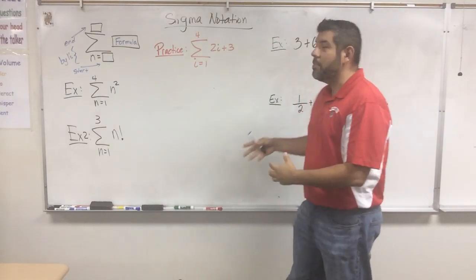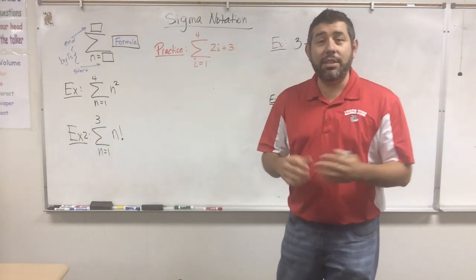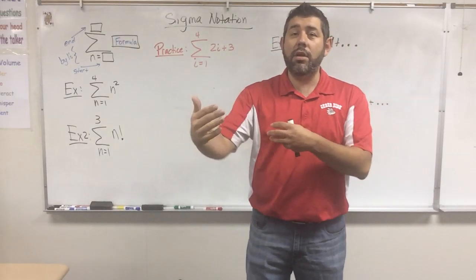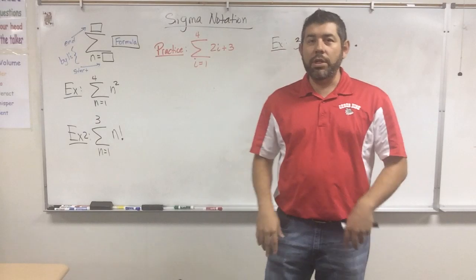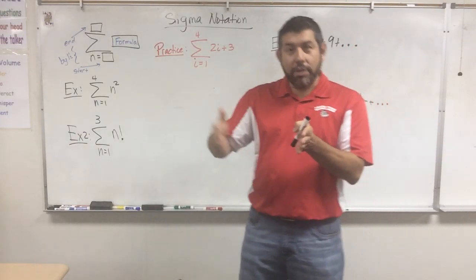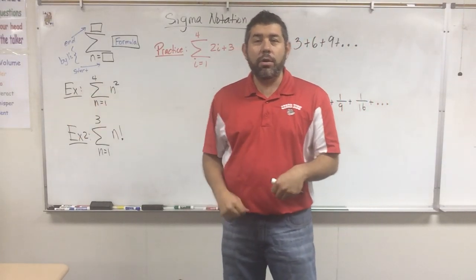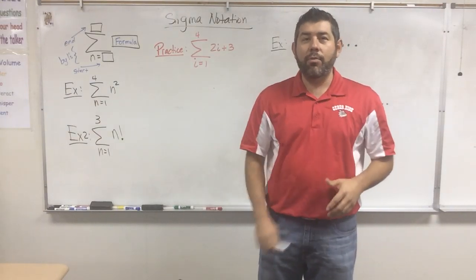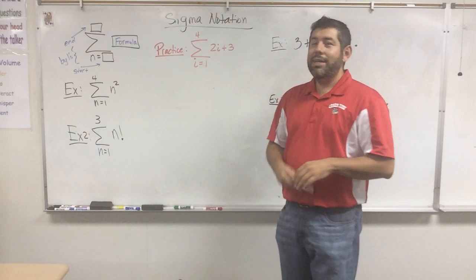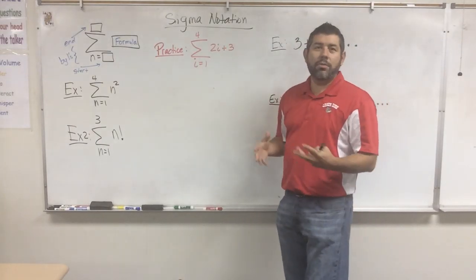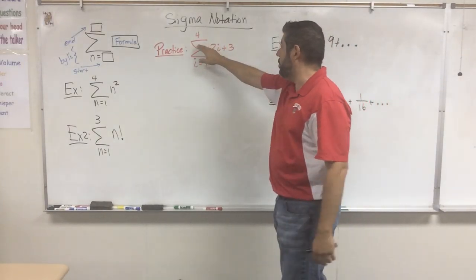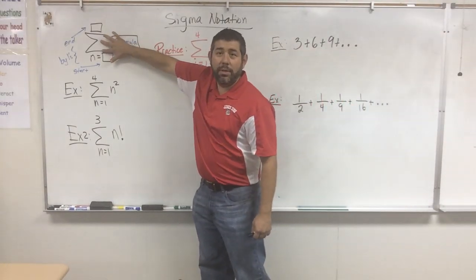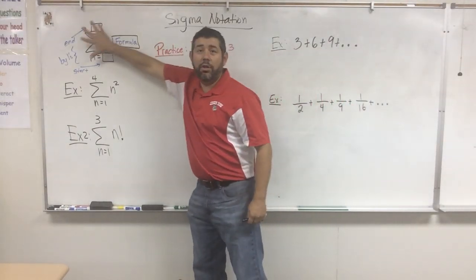So, sigma notation is just another way to write a series. And if you recall from the last video, a series is a sequence of numbers that's been added up. So instead of writing out all of the terms added up together, we're going to write it in one simple, compact, easy way. We're going to use the Greek letter, capital sigma. And so here's my sigma here, and everything's going to look like this.